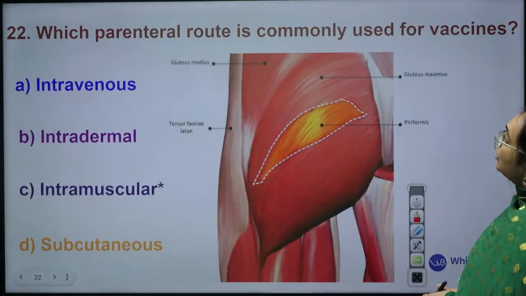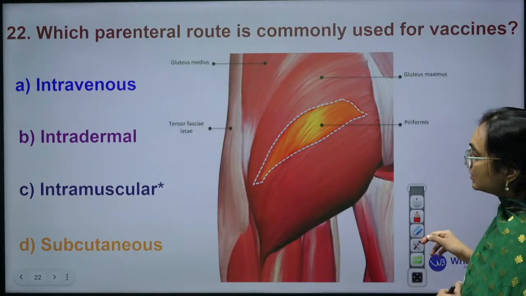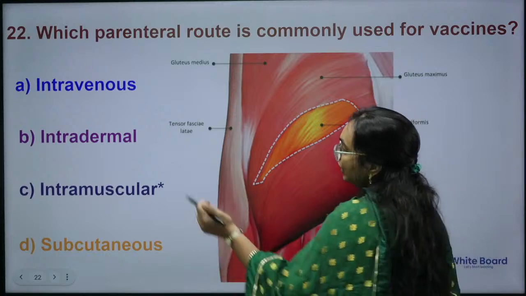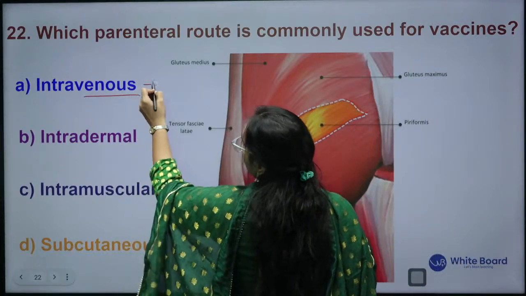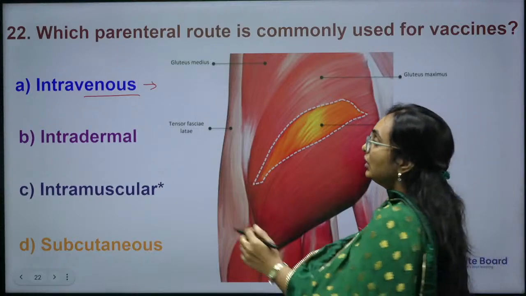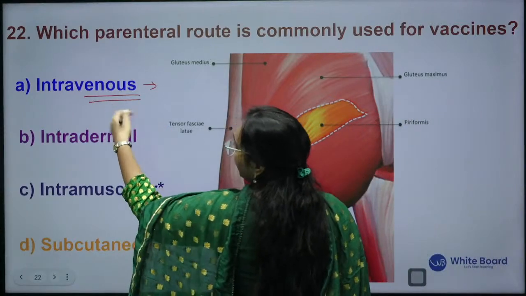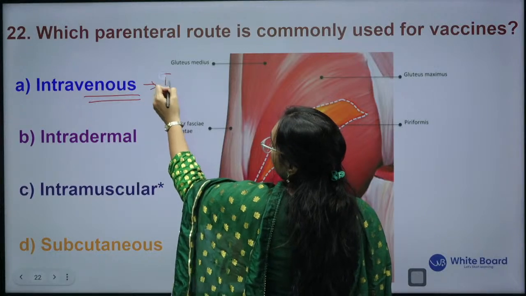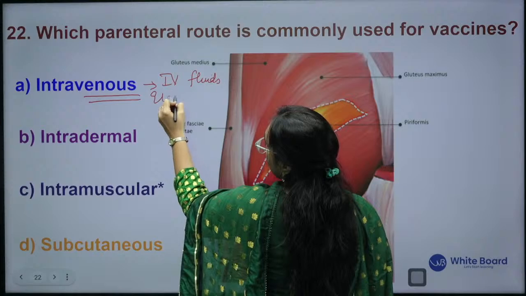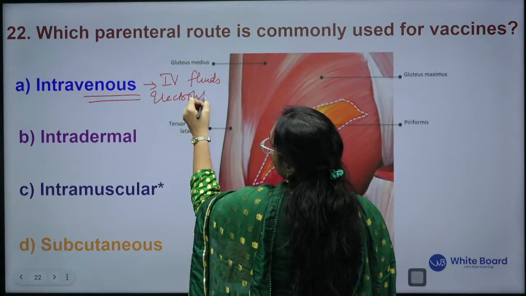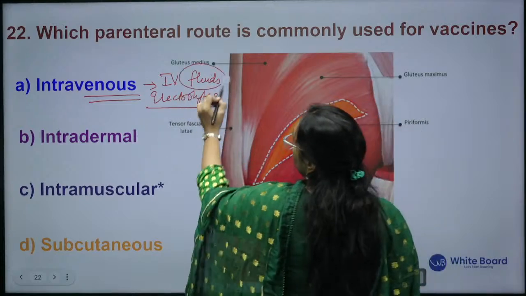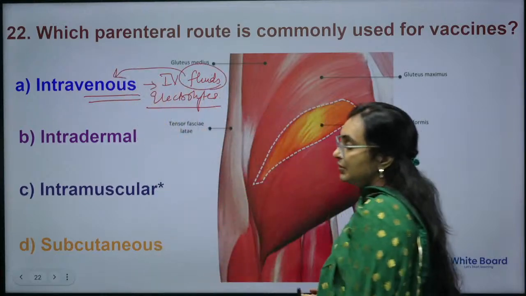Which parenteral route is commonly used for vaccines? Here, the intravenous route is giving injection through the veins. The IV mode of administration is for IV fluids like electrolytes. Electrolytes and IV fluids are given intravenously.